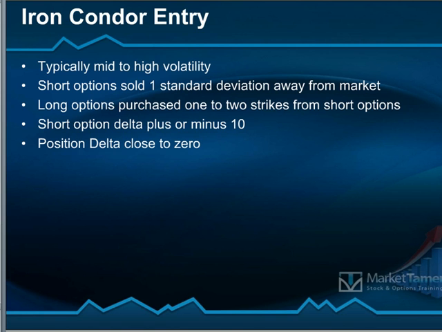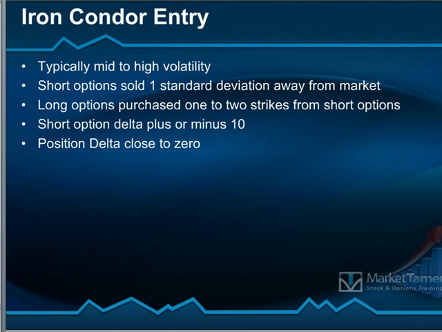Okay, so the iron condor entry. Typically, we want to enter an iron condor when we have mid to high volatility. In a low volatility environment, the risk reward, I find, is just not good enough. You can do them 12 months out of the year without a problem. But if you want an edge, then you want to go in a high volatility environment.